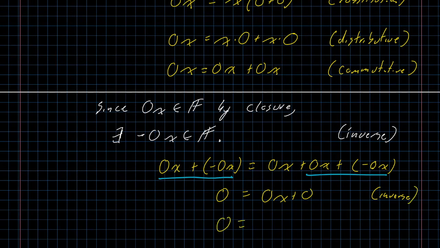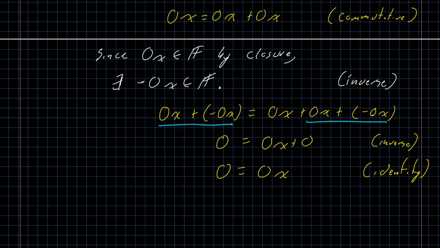And then any number plus 0 is that number. That's the definition of the identity property. And so we've established that 0 times anything is equal to 0, and that must be true for anything that follows the axioms of a field, whether that is actually the number 0 or if it's something completely different.